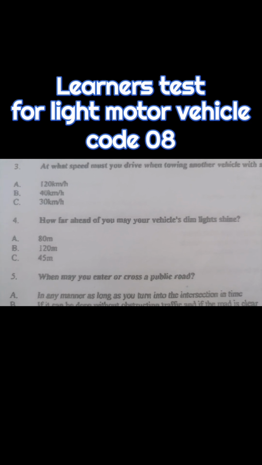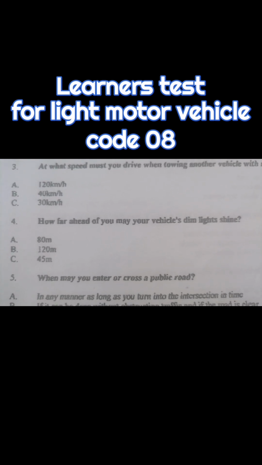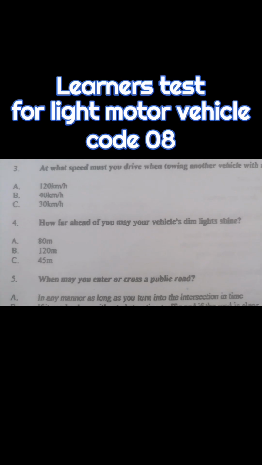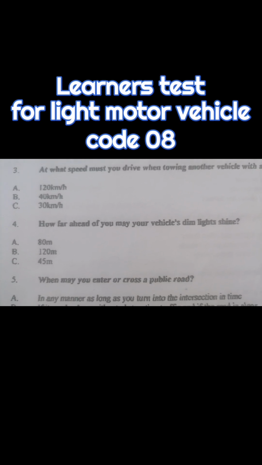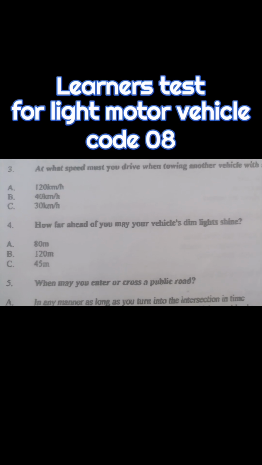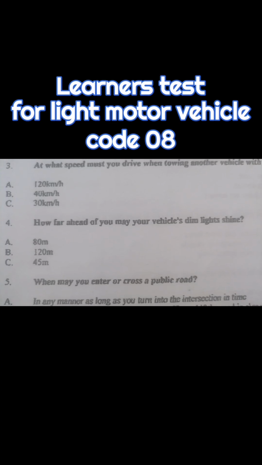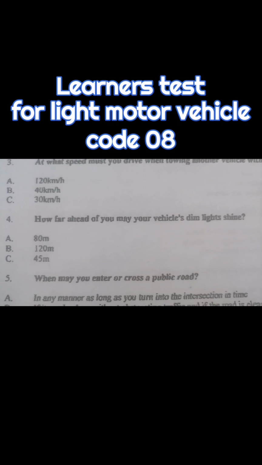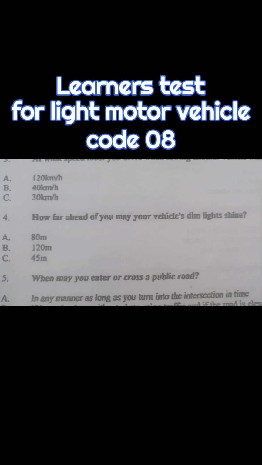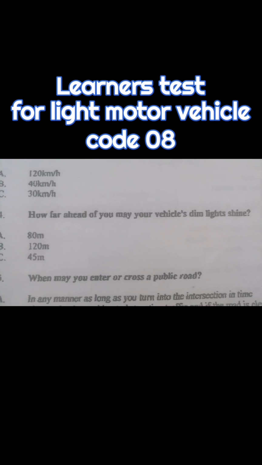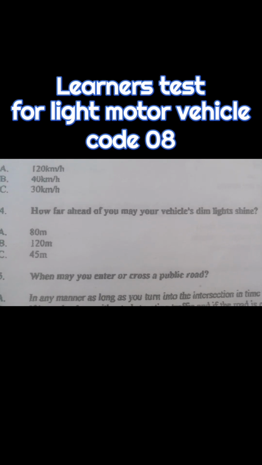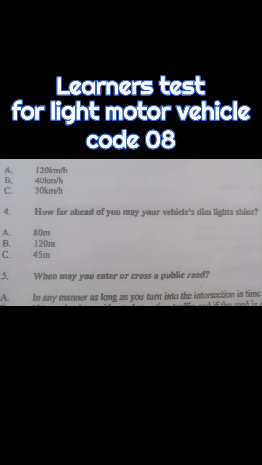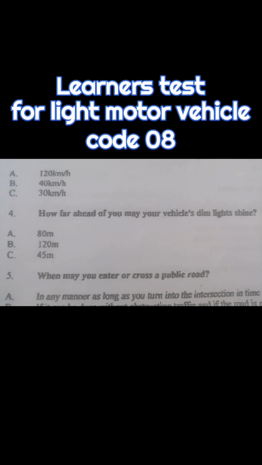Question 4 says, how far ahead of you may your vehicle's dim light shine? Firstly, we need to understand what the dim lights on the car are. The dim lights on the car would be the little lights on the vehicle. Some vehicles have 2 lights. Some vehicles have one big headlight with 2 lights inside of it, which means when you first turn on the switch, the lower beam will come on, which we then call the dim lights, and when you turn the switch for the second time, the brighter beam will come on, which we will call the headlights.